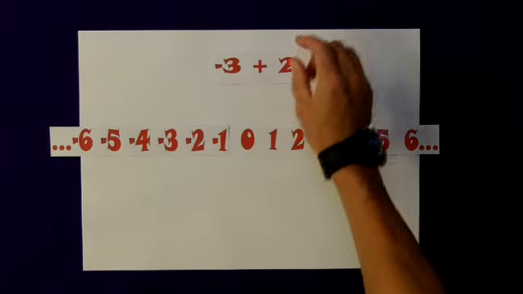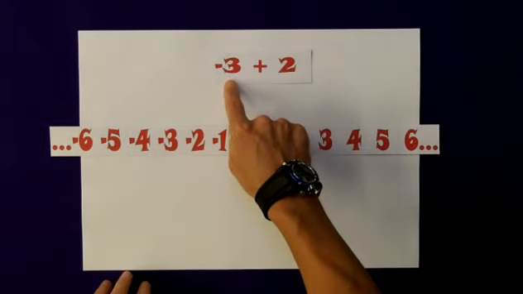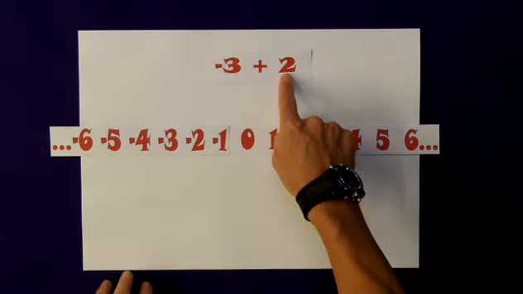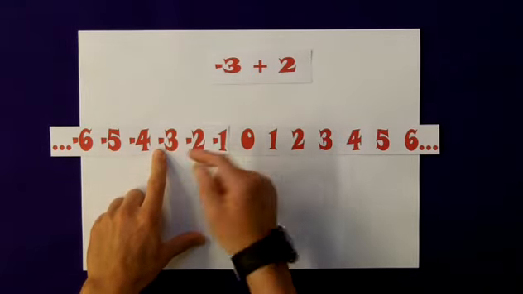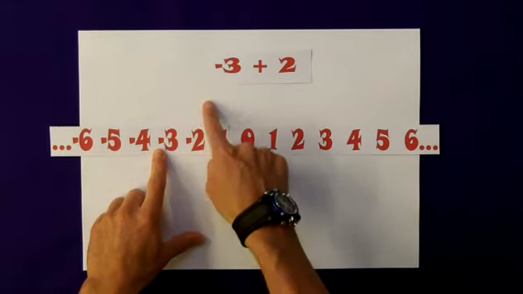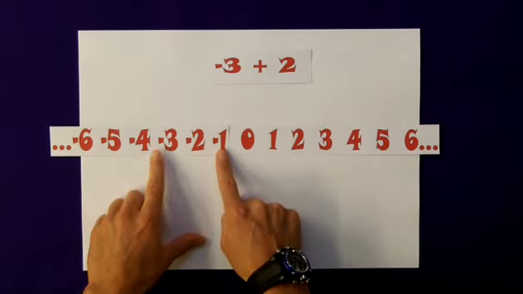What if I'm asked to start, my starting point is minus 3, and then to add 2? Well, the principle's the same. I'm going to start at minus 3, and addition will take me that way. An addition of 2. 1, 2, and I finish at minus 1.